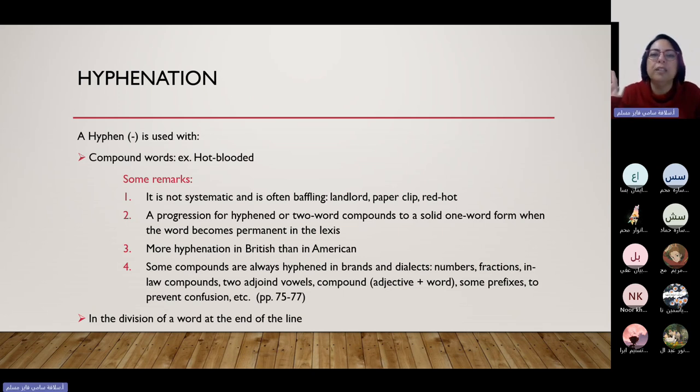You have to learn them by heart. Okay, you have to know that landlord is one word. خلاص. You don't need a hyphen, you don't need two words for it. Paper clip is two words. It doesn't need a hyphen. Red-hot is two words that need a hyphen. You have to learn them by heart. Okay? A progression for hyphenated or two-word compounds to a solid one-word form when the word becomes permanent in the next.